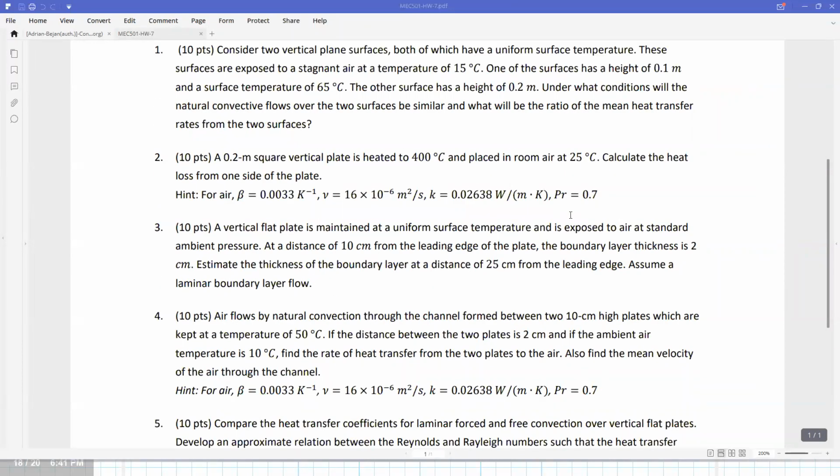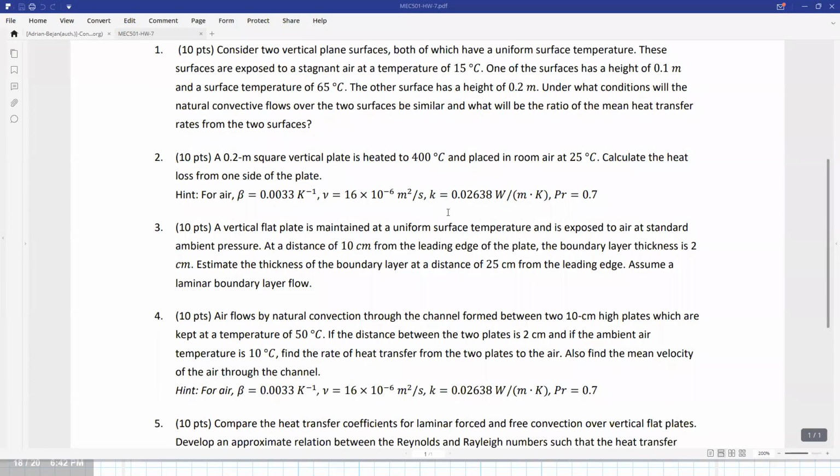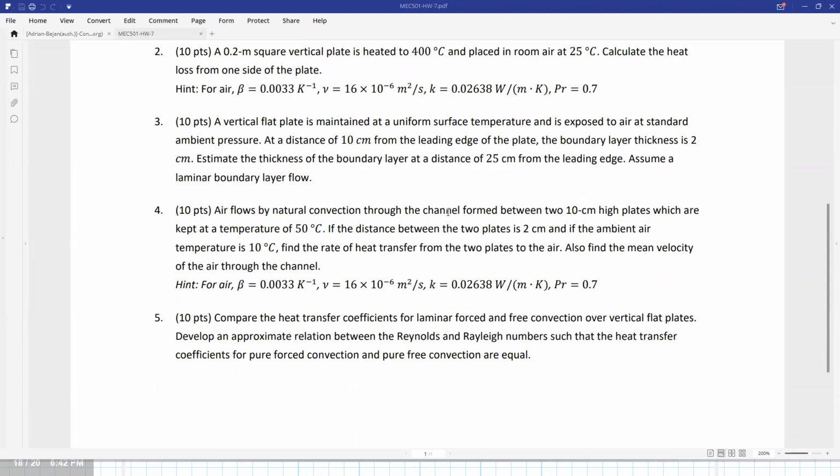We will have 5 problems for this chapter, and they are all small problems. Usually you just need 1 or 2 equations to get the results. For the first one, I need to give you some hints. The first one tells you that you have 2 vertical plates with different lengths and different surface temperatures. In what condition will their temperature and flow fields, the natural convection, be similar? To do this, you need to find which non-dimensional parameters are important for natural convection. As long as those important non-dimensional parameters are the same for the 2 cases, their results will be the same. All the others you can calculate directly using the correlations from today's lecture.